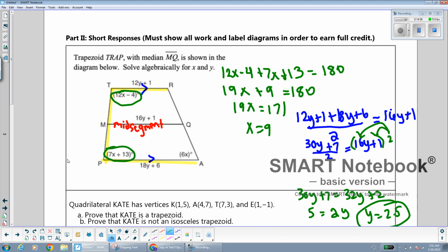Okay. Remember, midsegment of a trapezoid is half the sum of the bases. It's the average of the bases.